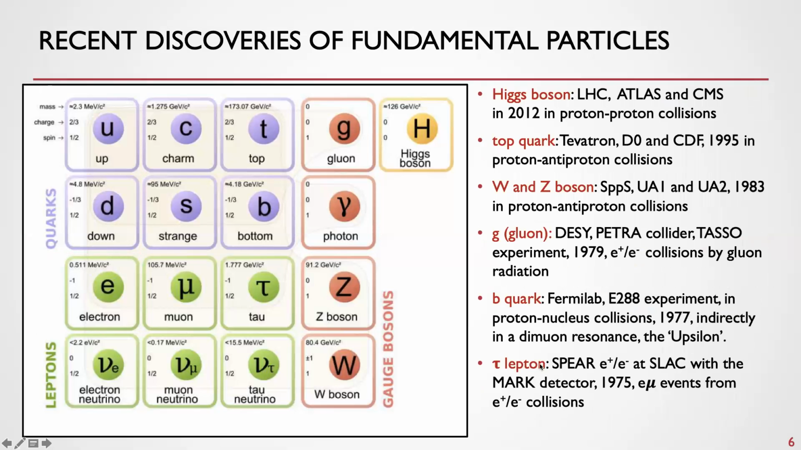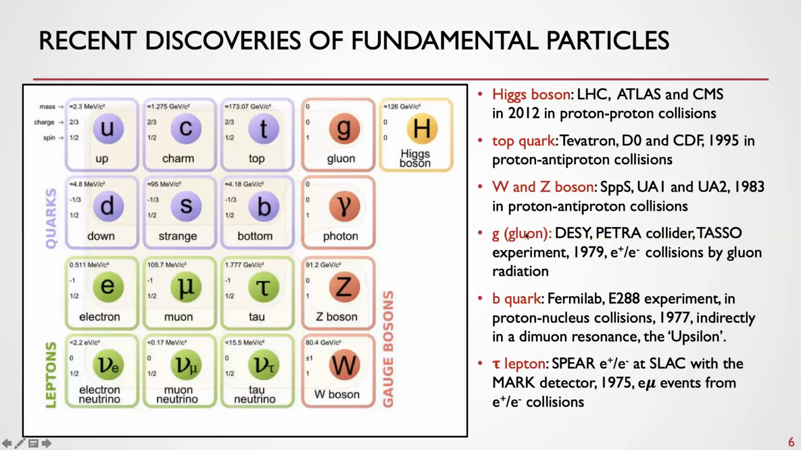start at the bottom. The tau lepton was discovered at SLAC with the Mark I detector in eμ events from e+e- collisions. Which was the genuine signature of leptonically decaying tau leptons, because the tau can decay not only to hadrons, it can also decay to leptons. The b quark was discovered at Fermilab in 1977 in a bound state, the Upsilon, which has a dimuon resonance decay.